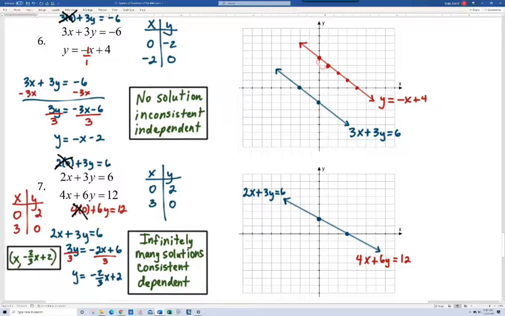So for example, if you were to let x be 0, then you would plug 0 in here. Negative 2/3 times 0 is 0, and 0 plus 2 is 2. And so (0, 2) is one of our infinitely many solutions. And you can find other points just by picking other values for x and plugging that value in to figure out what the corresponding y value would be.